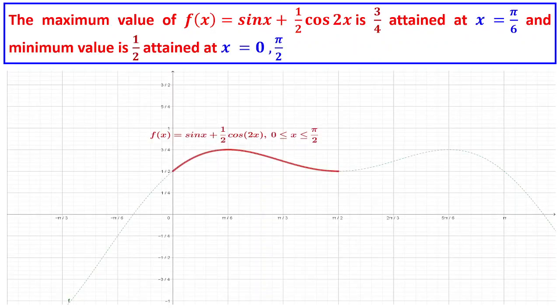Let us see the graph. This is the graph of the function f of x. You are seeing that from 0 to pi by 2, 1 by 2 is the minimum value attained at 0 and pi by 2. 3 by 4 is the maximum value attained at x is equal to pi by 6.